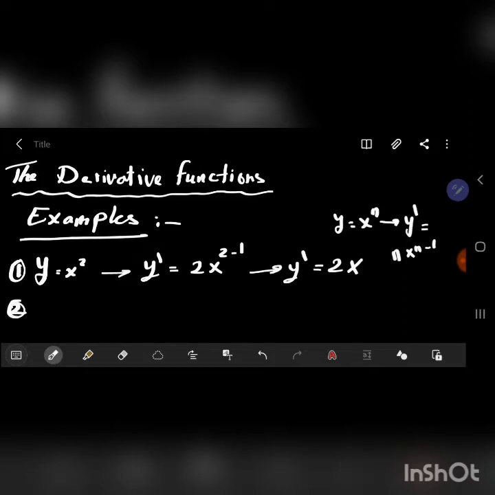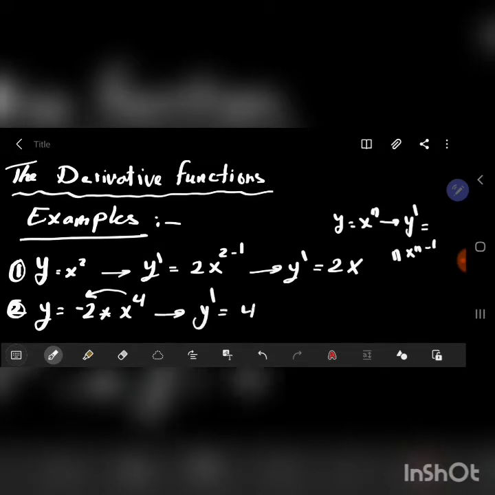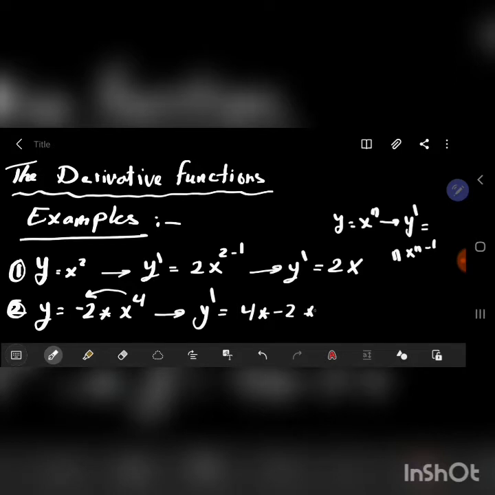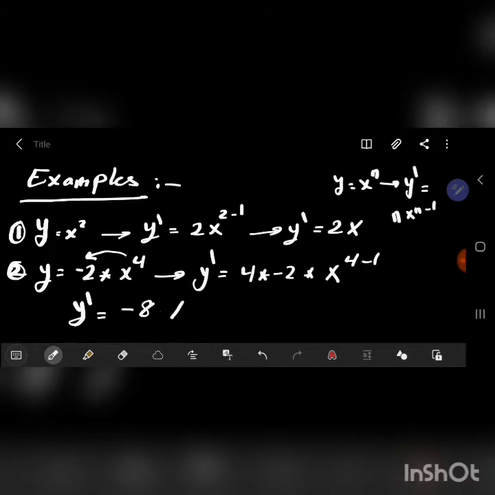The second example says y equals minus 2 times x to the power 4. Okay, I will put 4 times minus 2. It will be y prime equals 4 times minus 2 times x to the power 4 minus 1. Always the power minus 1. So that will be y prime equals minus 2 times 4, minus 8, times x to the power 3. Okay, this is the second example.